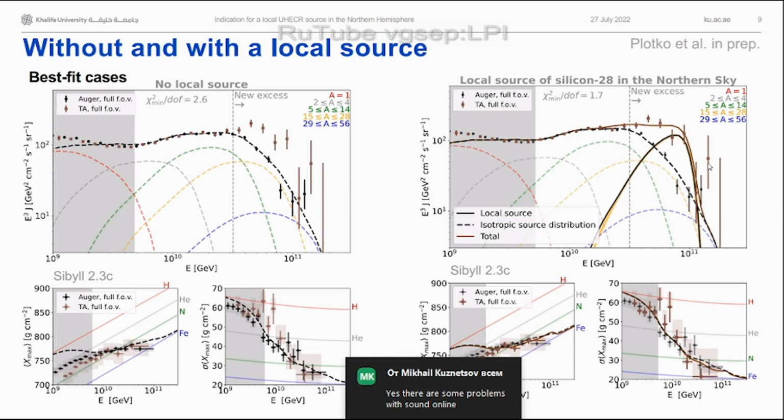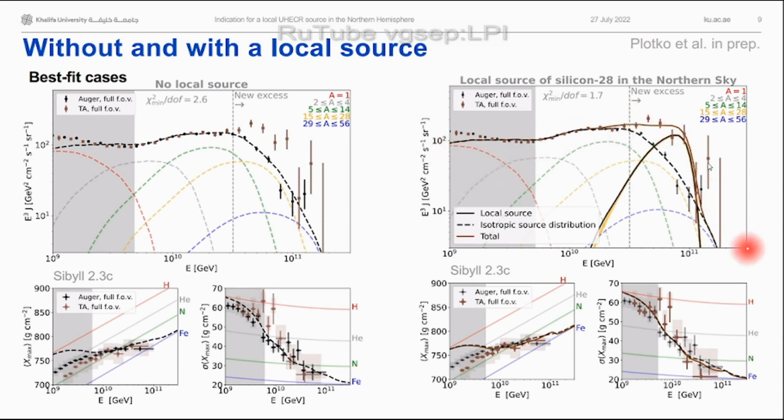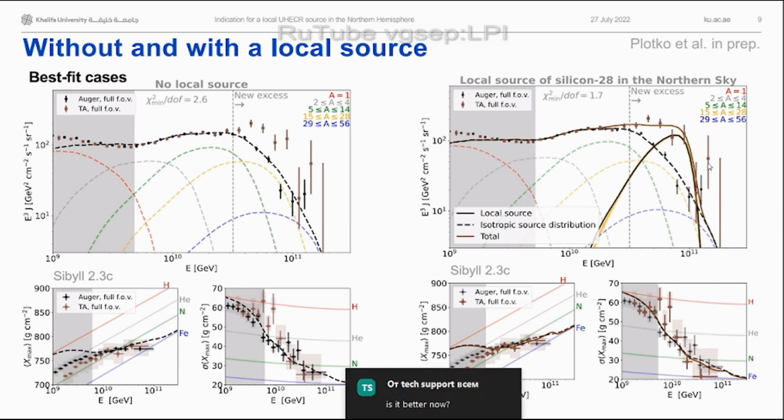So if we now add a local source, here we can still get the same black line for the full spectrum and for Auger. But what we expect for Telescope Array is then this brown line, which is a nice fit of the Telescope Array spectrum as well. So this means that by adding a local source only visible by Telescope Array, we can explain both the Auger spectrum, the Telescope Array spectrum, and the mass composition measurements, all at the same time.